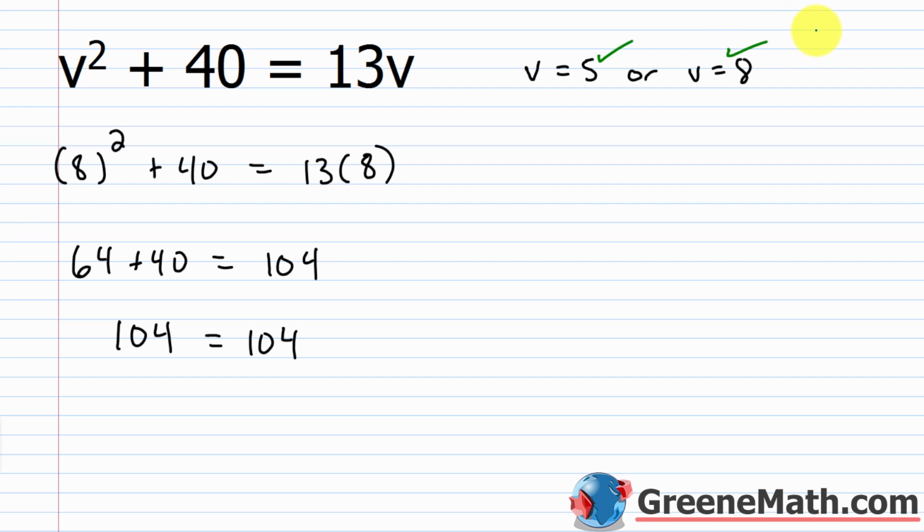So we get v equals 5 or v equals 8. And again, as I showed you in the lesson, you could write this in solution set notation: put your set braces, 5, 8, and close that up. So again, v equals 5 or v equals 8.